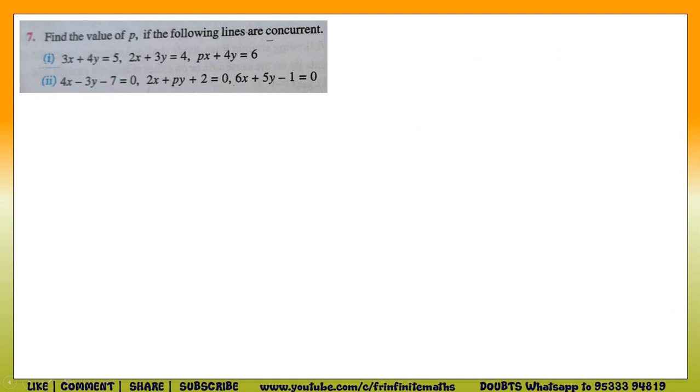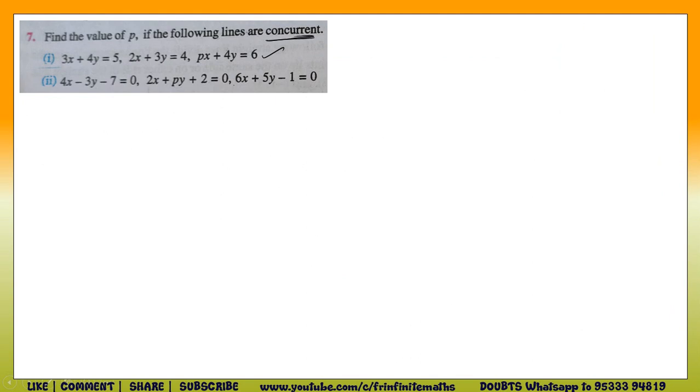If the following lines are concurrent. So he has mentioned that the lines are concurrent. Here you can go with any one of the approaches. Now I am going with the second approach here. So in this also I am going to show you one particular problem. One I will explain to you, the other one you please try yourself. Now let us go with the first one and you try to do the second one.